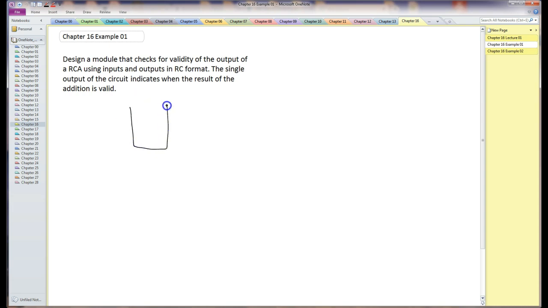We can model this. Invalid output, I like calling these A, B, and S. And S generally means sum. So these are, once again, all sign bits from RCA. So this is going to set up a table.